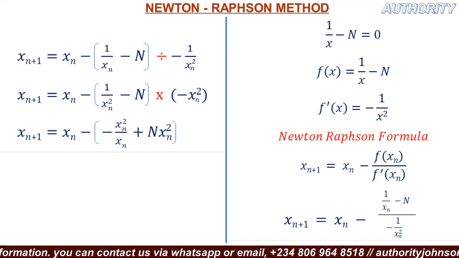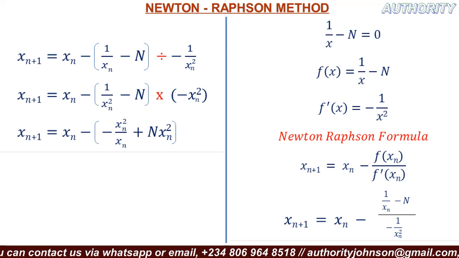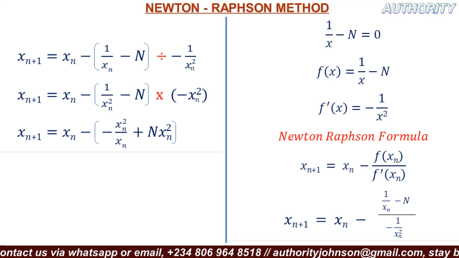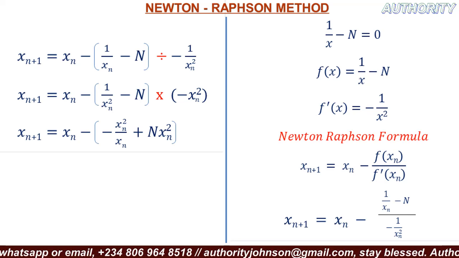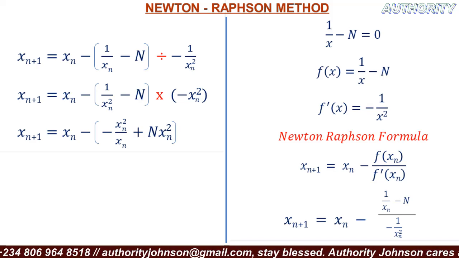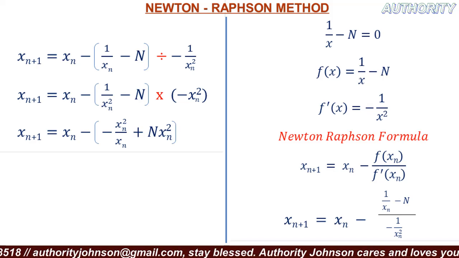Before you open the bracket, look at the first term inside the bracket: we have minus x squared all over xn. You see that we have the same x in the numerator and denominator. So we cancel one x in the denominator against one in the numerator. We are going to be left with xn inside this bracket.